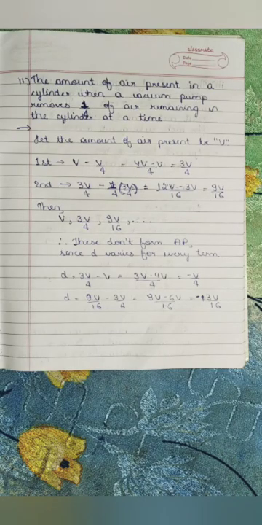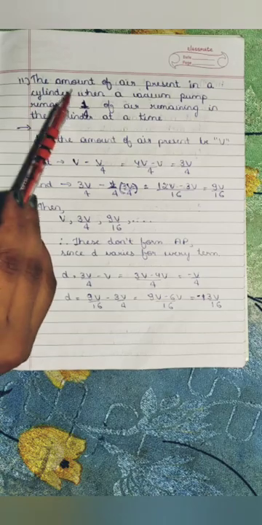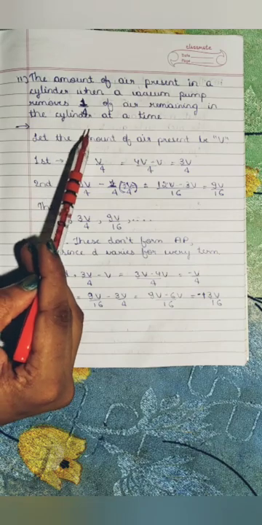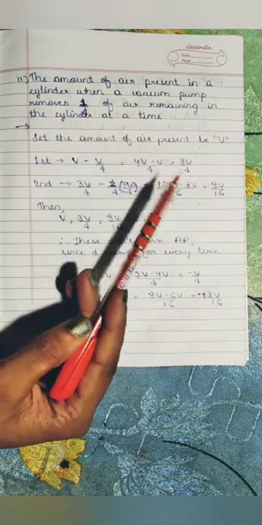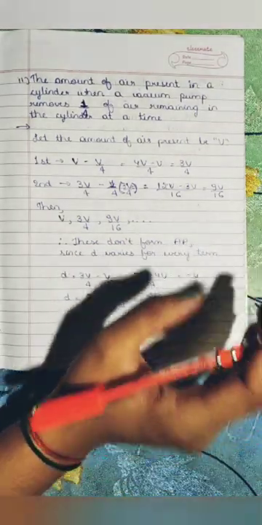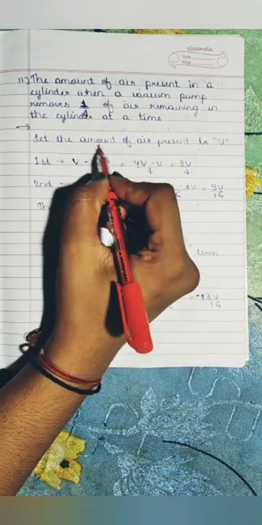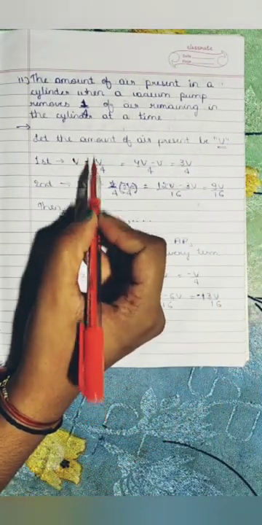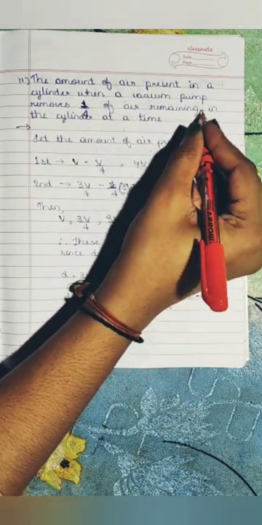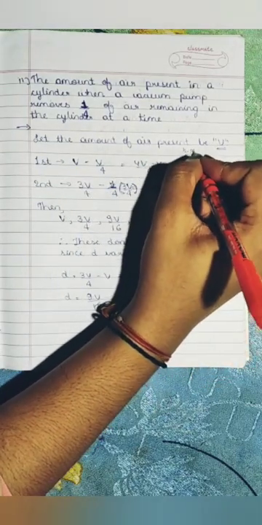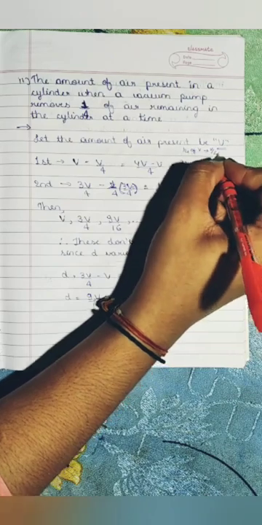So friends, now let's move on to our second problem, that is the amount of air present in a cylinder when a vacuum pump removes 1/4 of the air remaining in the cylinder at a time. So we all know that in a cylinder initially there will be some amount of gas. Let us denote this amount of air present in the cylinder to be V. So when we remove the air for the first time, it would be 1/4 of the air remaining in the cylinder at a time. So it will be 1/4 of V, which can be denoted by V by 4.